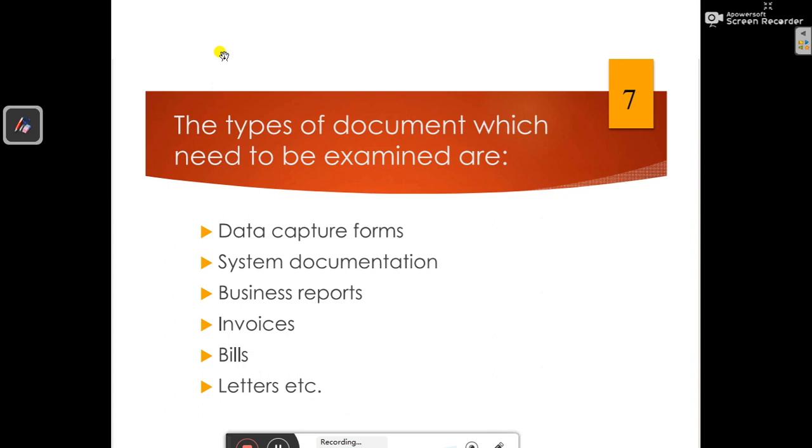And there might be system documentation. System documentation means, suppose there is a computer, and there might be some documentation about the computer. Like that, there may be lots of documentation about different systems or different machines or equipment that are involved in the system, and you need to examine those documentations. And then you need to examine the business reports, cost, profits, loss, everything, invoices, bills, letters. These things you can examine to find the facts about the system.